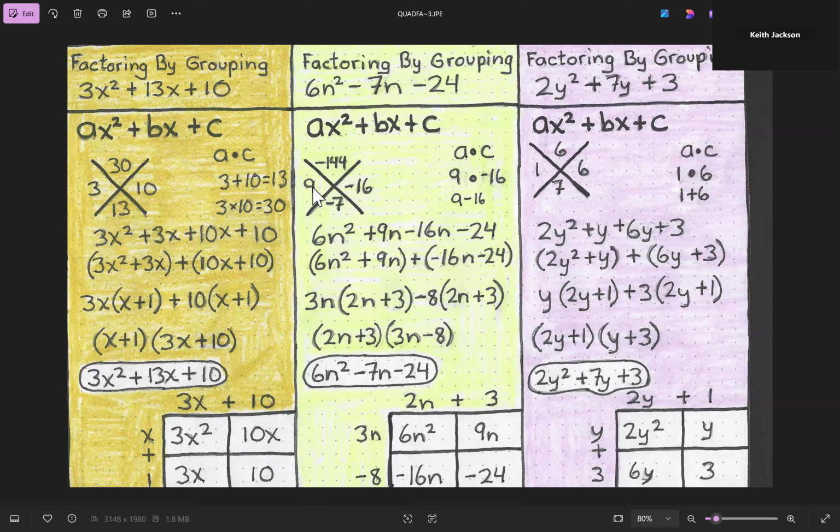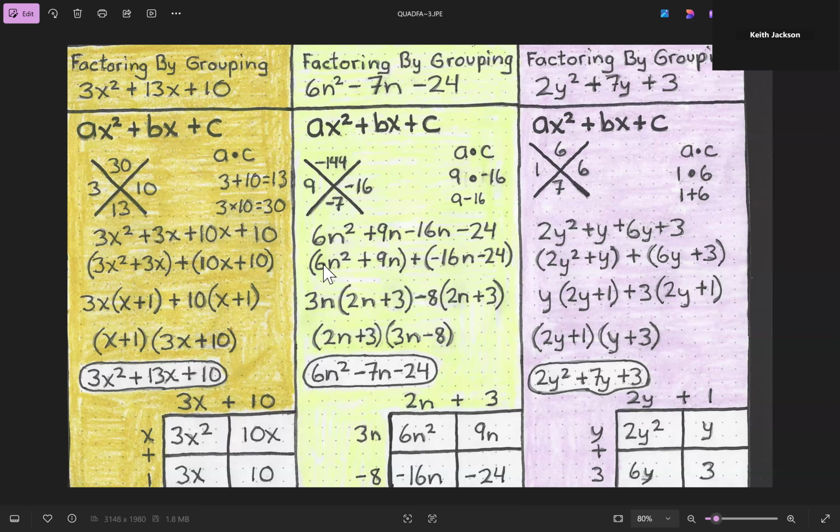And so we're just going to take that 9 and make it 9n, and take that 16 and make it 16n. And we're just going to plug it right here, just like you see here. So we're going to put that 6n squared right here, plus 9n, and then minus 16n, and then put the negative 24 right here. And then we're going to establish our groupings using the plus sign as a way to more clearly determine our groupings here.